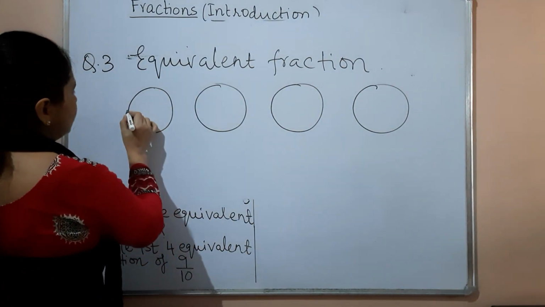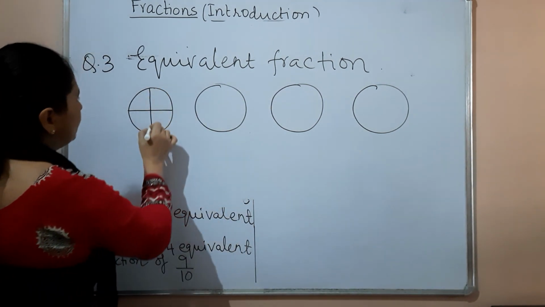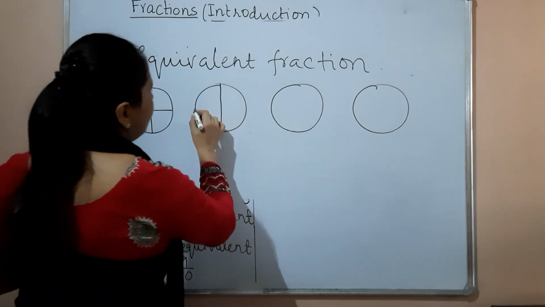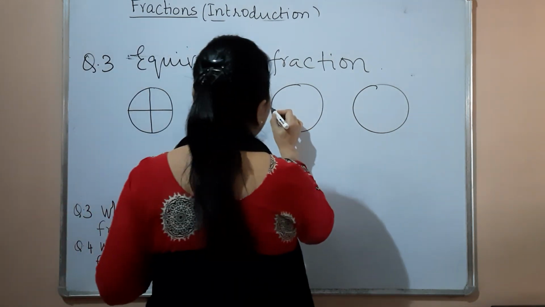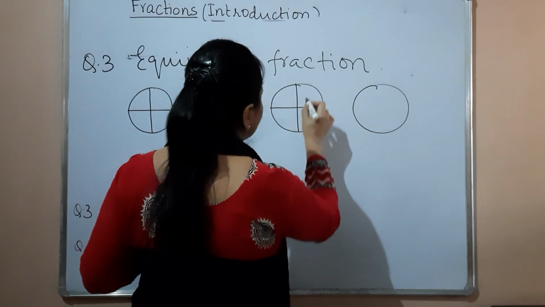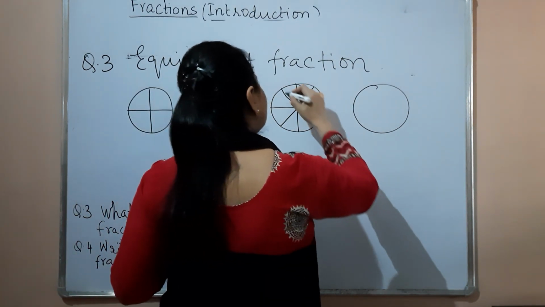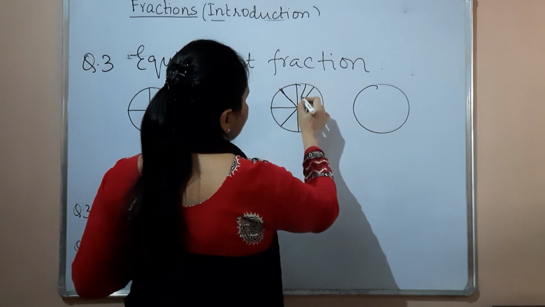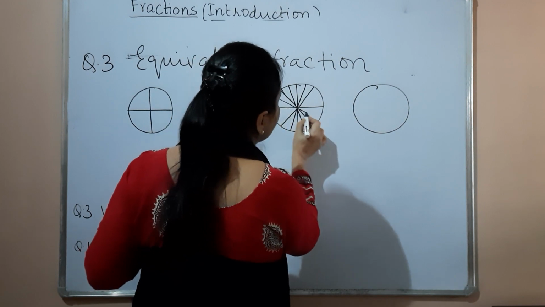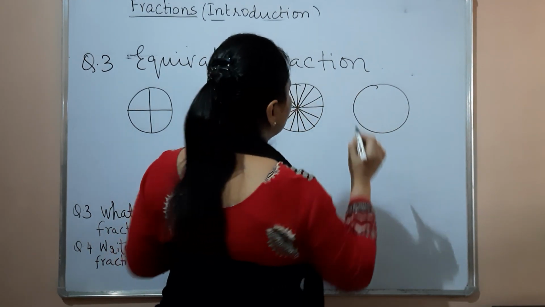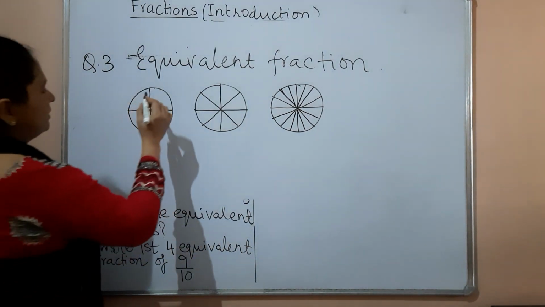If I divide this into 2 equal parts, or 4 equal parts, here I am dividing it into 8 equal parts. I have divided this into 16 equal parts. This is 16 equal parts. It becomes more, making more parts will be difficult.